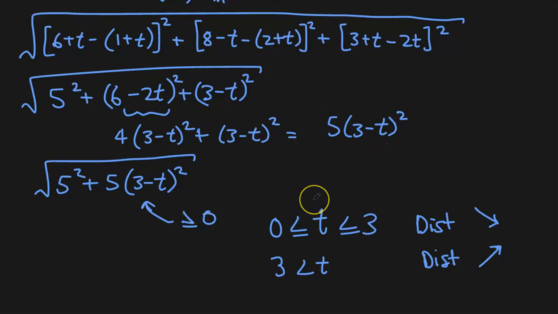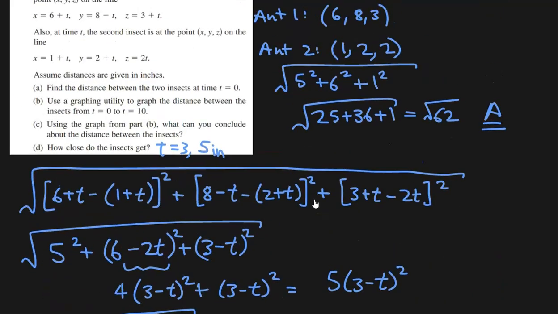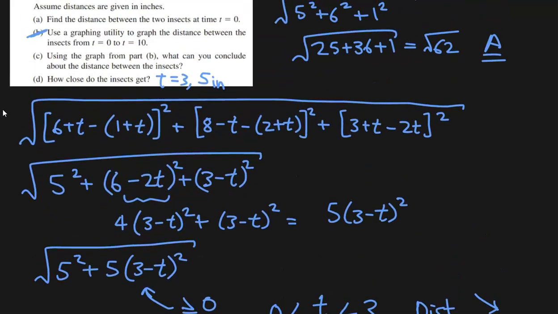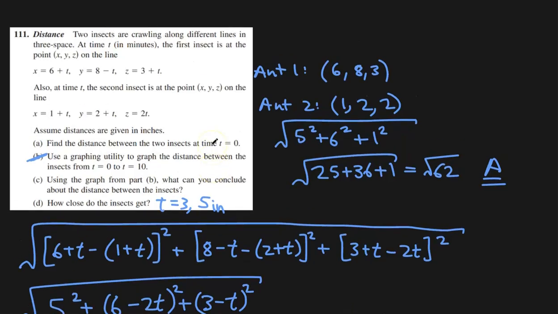So very nice question, I think. I think these are the answers. We didn't do the graphing part, but I think you get the idea, right? The distance will be decreasing, and then it'll be increasing after that. From 0 to 3 it'll be decreasing, 3 to 10 it'll be increasing, and then yeah, same conclusions about the distance. So that's it for this question.